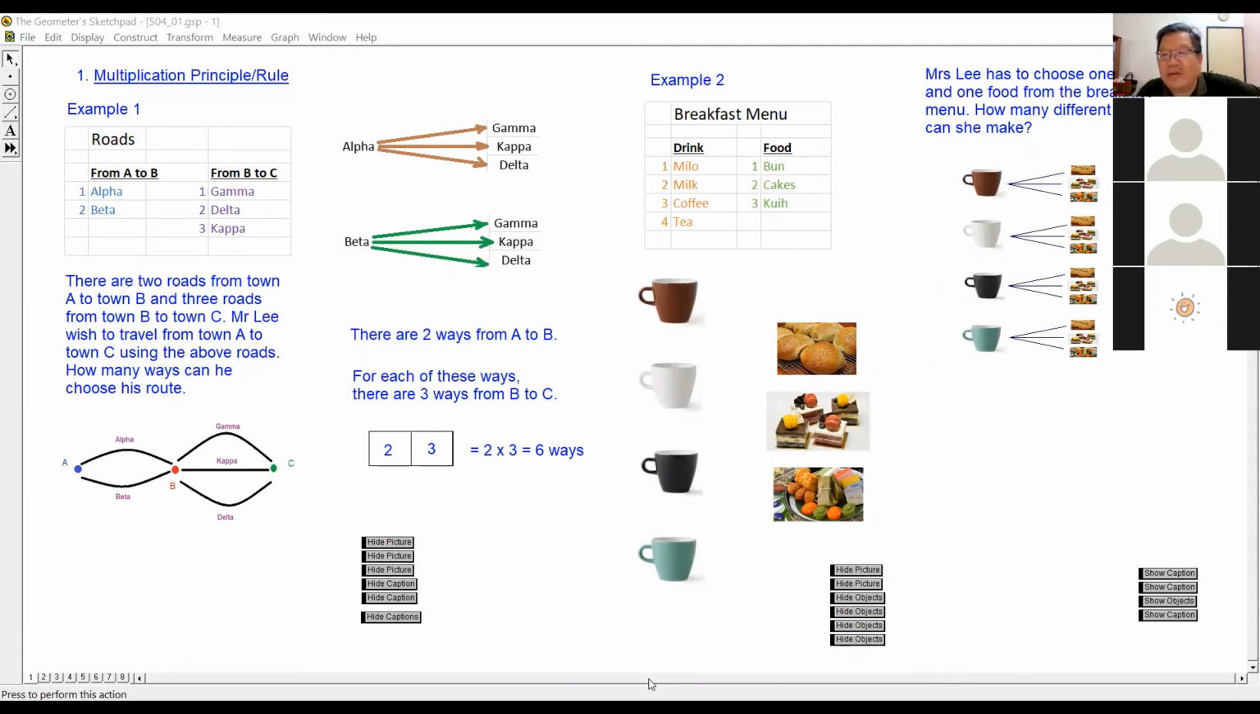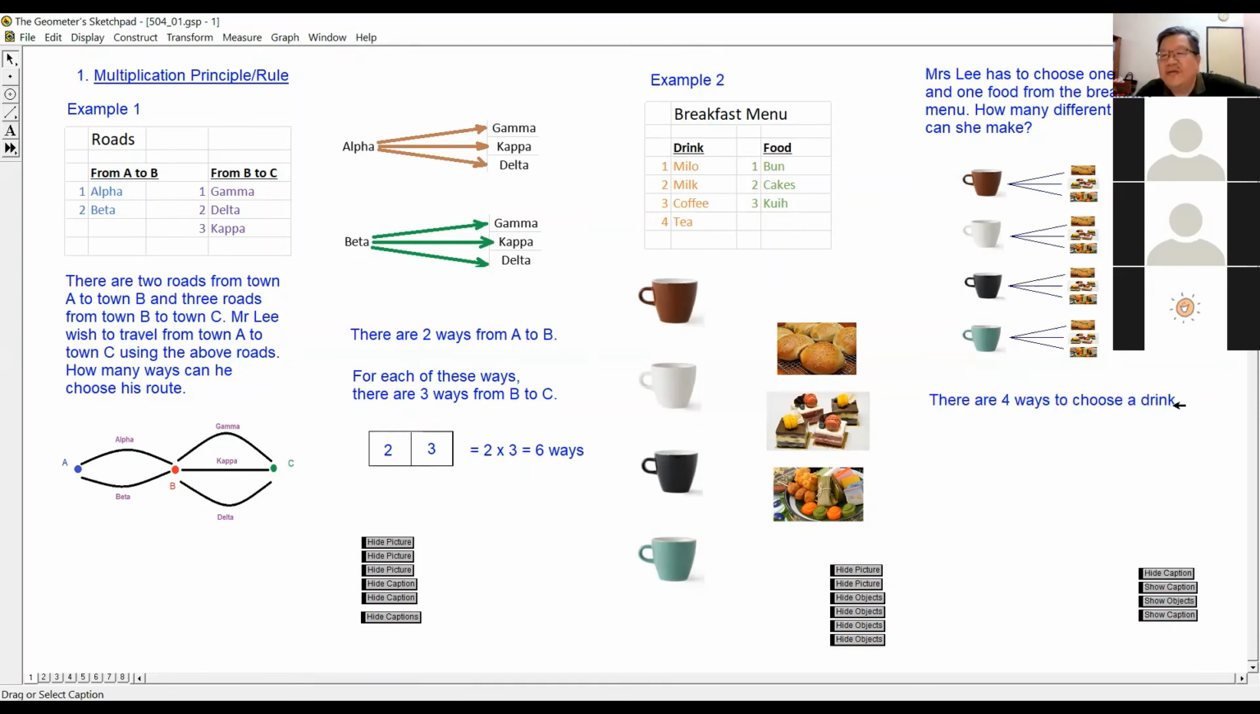12. 12, correct, 12. Why 12? Because one drink, 4 times 3. One drink you can have 3 food, correct? Then 4 drinks, this one 1 3, 2 3, 3 3, 4 3. So 4 times 3, 12 ways, right? Correct. Okay, let's see what they have to say.